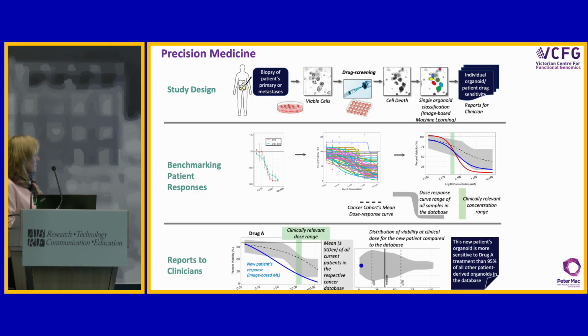So with that information in hand, we now have a clinician report that we can go back to them with, where we can look at the average of all of the patients, the dose range, and what that new patient's response is going to be based on image-based machine learning. And then we can draw them this lovely plot here that says, here's your probability that this patient is going to be sensitive to that drug.